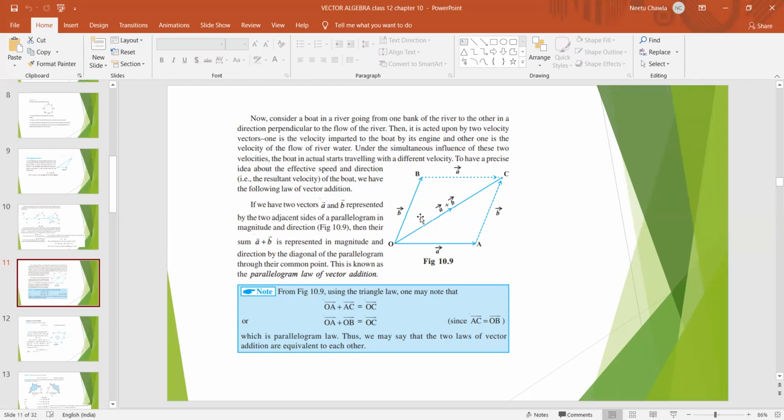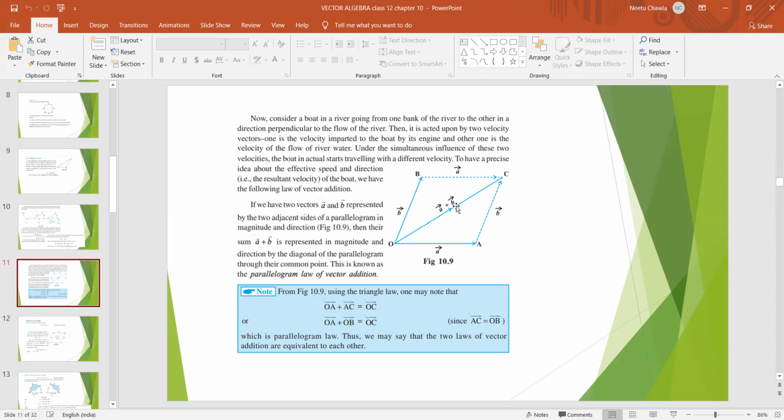Because if they are in the same direction, they will be added. If they are in opposite directions, they will be subtracted. To have a precise idea about the effective speed and direction of the boat, we have the following law of vector addition. Now they are representing this A vector and this B vector. And this is the boat going, where both A vector and B vector are supporting these two vectors.